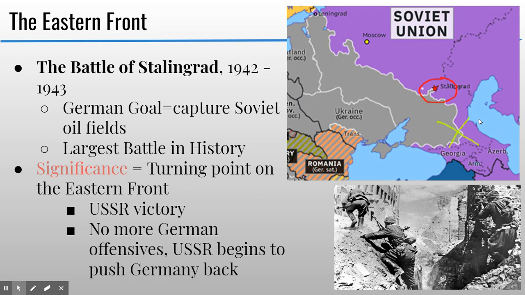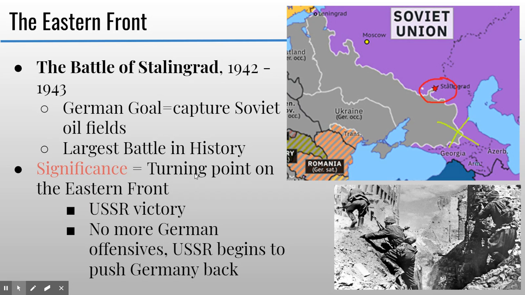So the city is obviously named after Stalin, so Hitler wants to take it, and Stalin wants to keep it because they both have huge egos. And they just pour men and materials into the city. We're talking millions of men fighting this battle. It's the largest battle in history. Millions are killed. But the significance is this is the turning point on the Eastern Front.